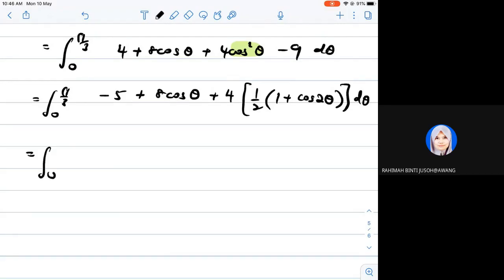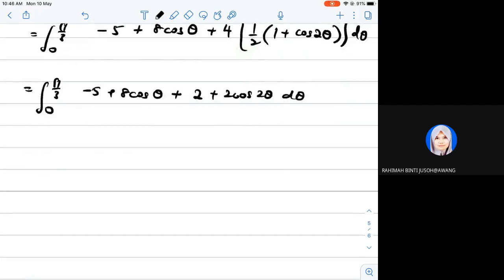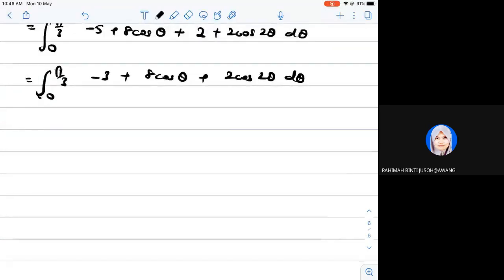So, you akan dapat 0 until pi over 3, negative 5 plus 8 cos theta plus 4 kali setengah. So, darab 1 jadi 2. Tambah 2 cos 2 theta d theta. Okay, so negative 5 tambah 2 jadi negative 3 lah. So 0 until pi over 3, negative 3 plus 8 cos theta plus 2 cos 2 theta d theta. Okay, now barulah kita integrate.